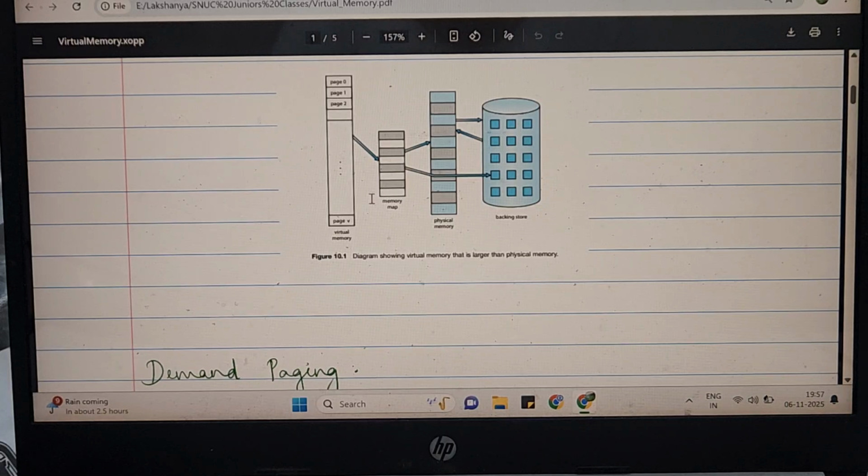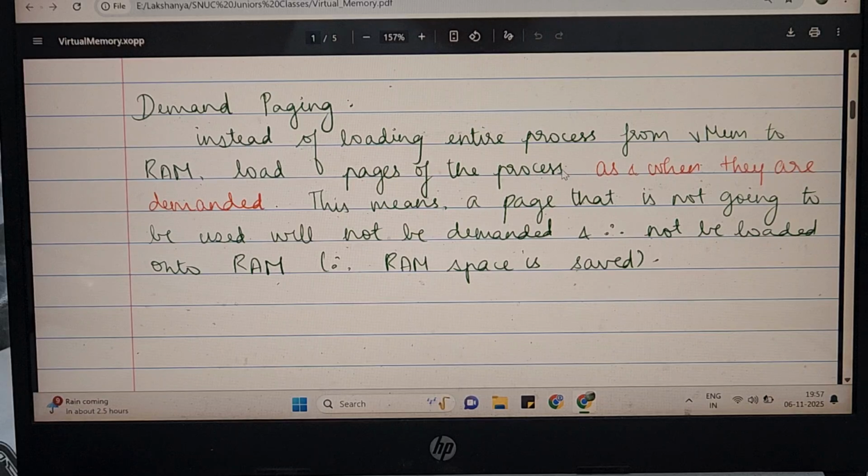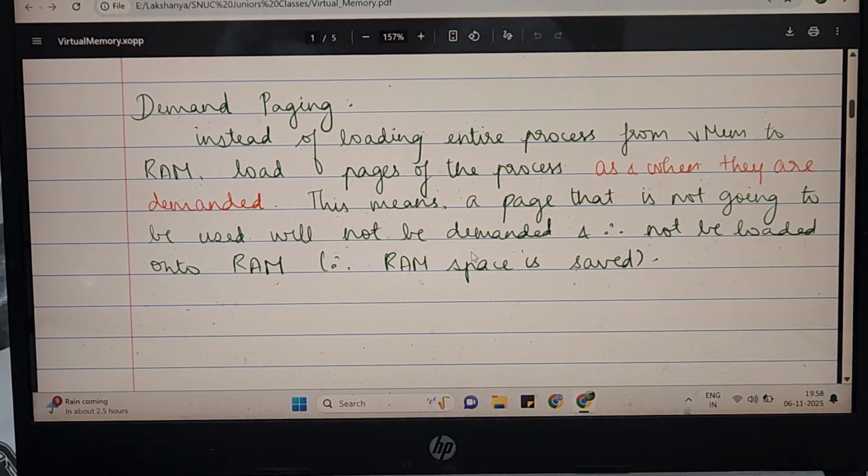Whichever page or whichever segment of a process you want to work on, that alone you will load from your virtual memory into the RAM. This means a page that is not going to be used will not be demanded, therefore it will not be loaded onto the RAM. This means your RAM space is being saved. So that's a very simple, straightforward concept. That's all there is to demand paging.